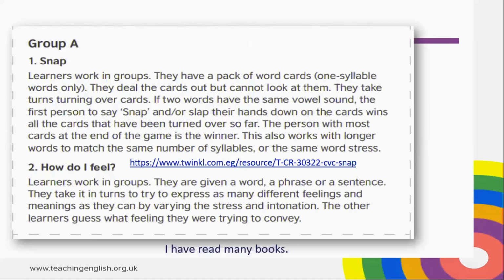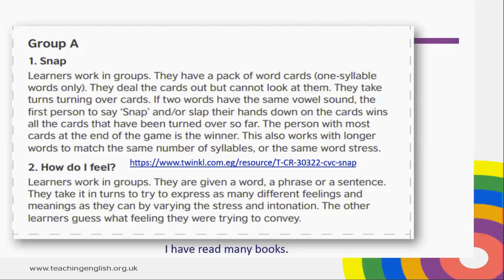The first one is snap. And it has two ways. Either you give the students a set of cards, and he has to turn it upside down. And if the two cards that he has turned upside down at the same time have the same sound, he wins them. And if they don't, he would flip them back again and try one more time. And the winner is the one with the biggest number of cards.